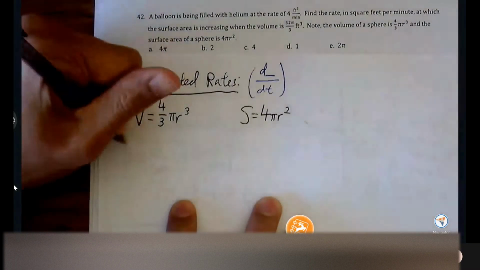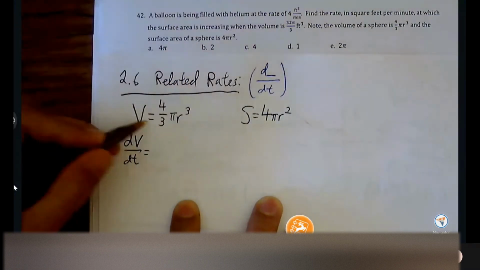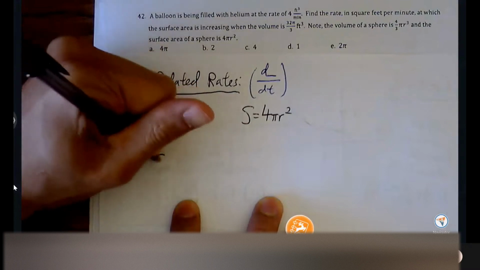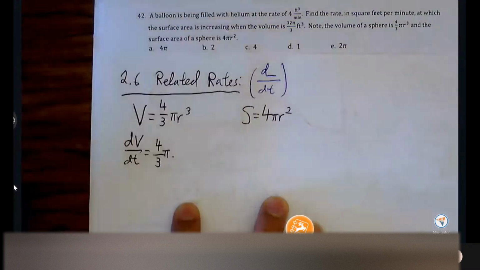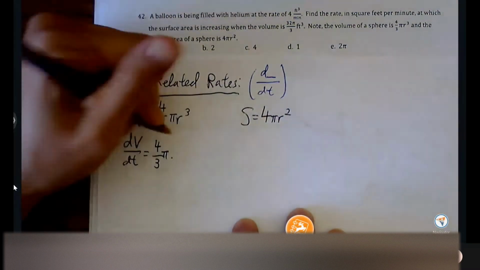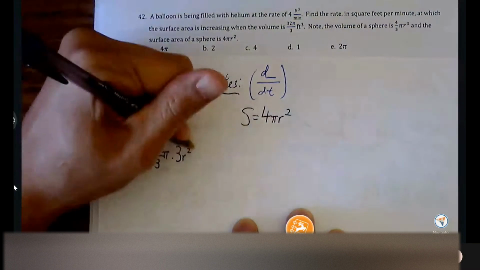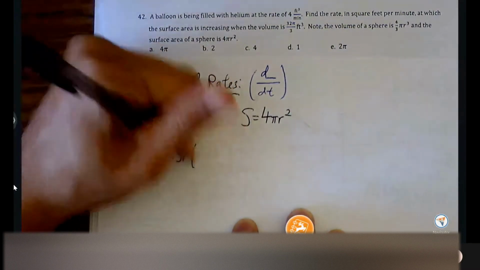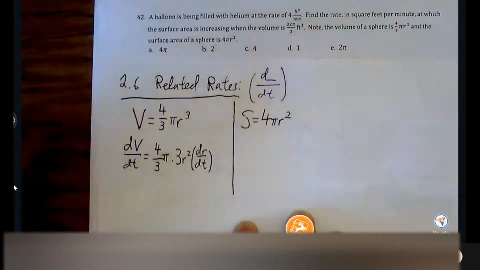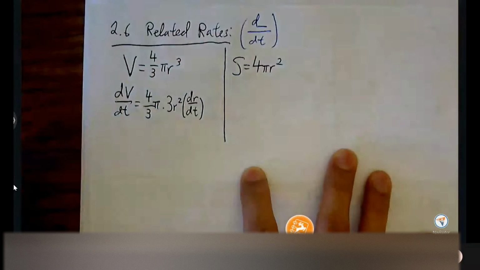So V becomes dV dt, or 1 dV dt. 4/3 pi, coefficients, it's going to hang out in front. And then r cubed becomes what? Yeah, 3r squared, but we also need dr dt. Yeah, every variable has a time impact. Okay. Do a little bit of cleanup. 3's cancel out.